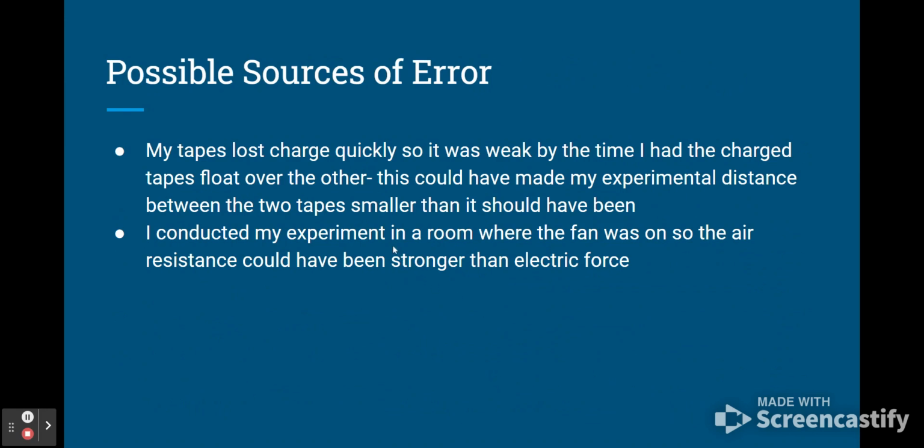So some possible sources of error: my tapes lost charge very quickly in my experiment, which meant that my distance between the tapes might have been smaller than it should have been. And there also may have been more forces at play, such as air resistance.